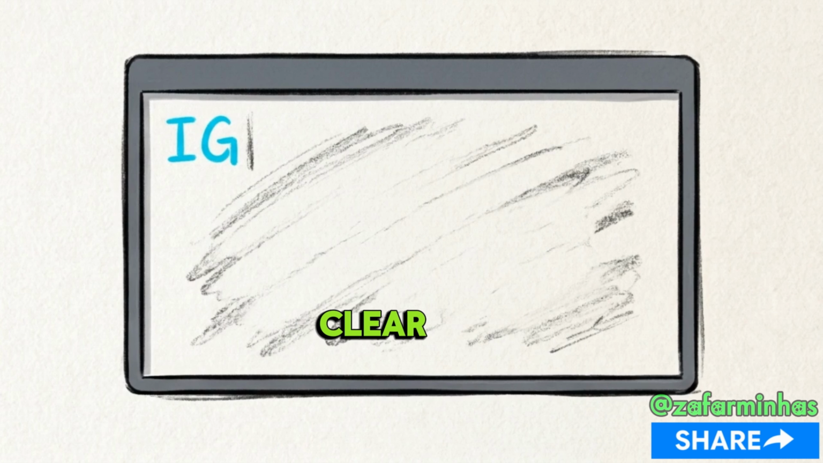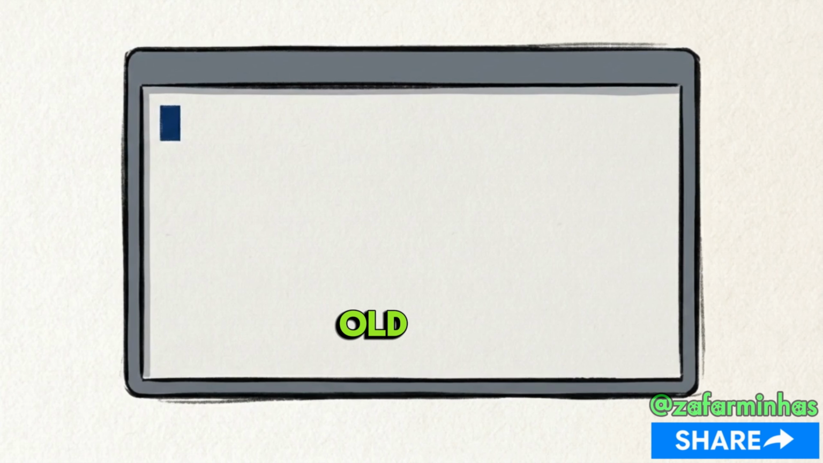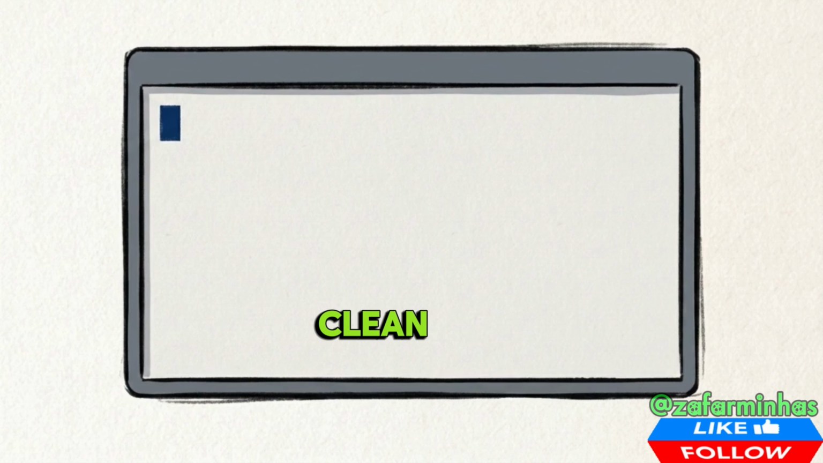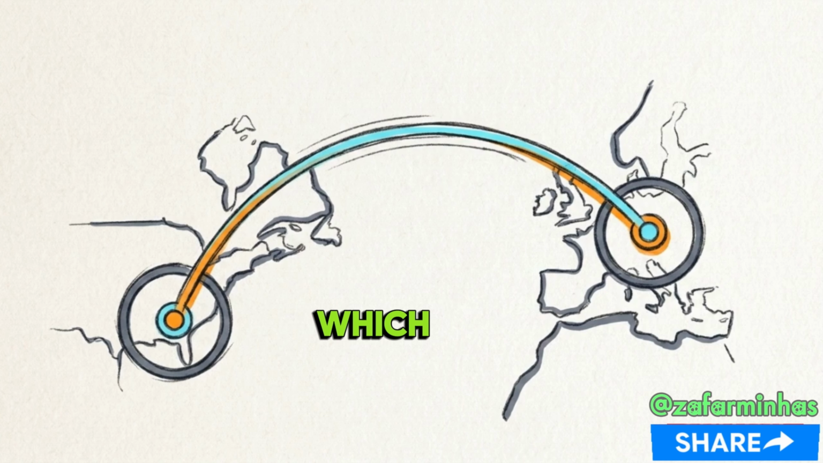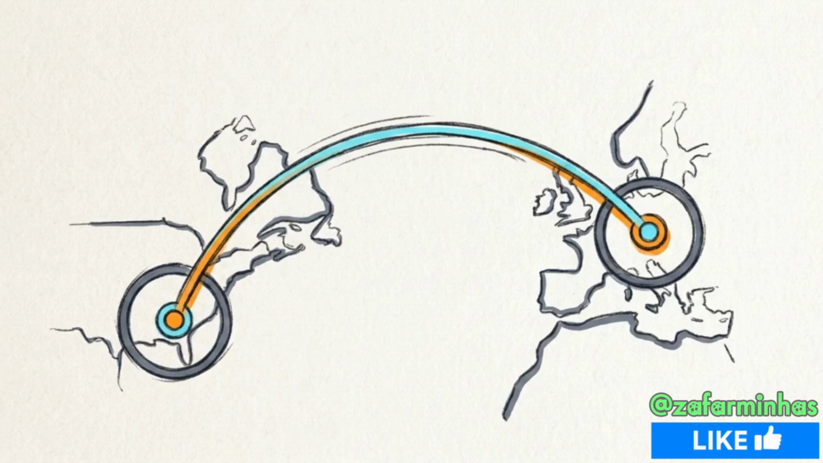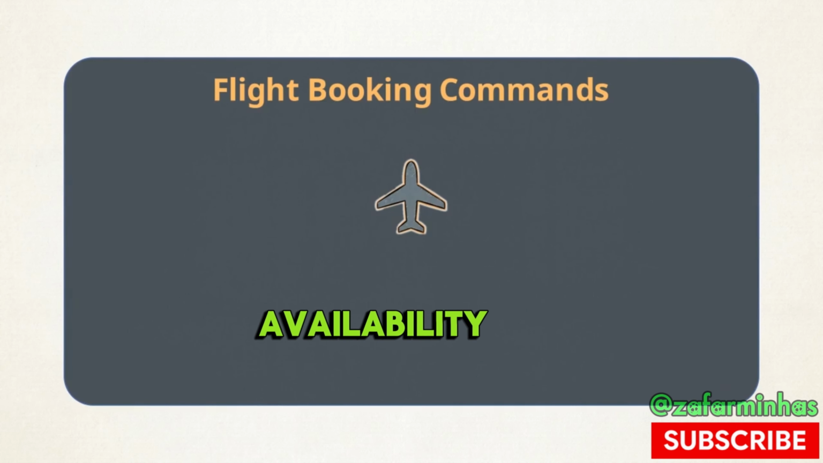We are looking at a clear terminal screen using the ignore command. Typing IG and hitting enter clears out any old data, giving us a completely clean slate to work from. We'll start building our record with the letter I, which represents the itinerary. This diagram breaks down how we check flight availability.